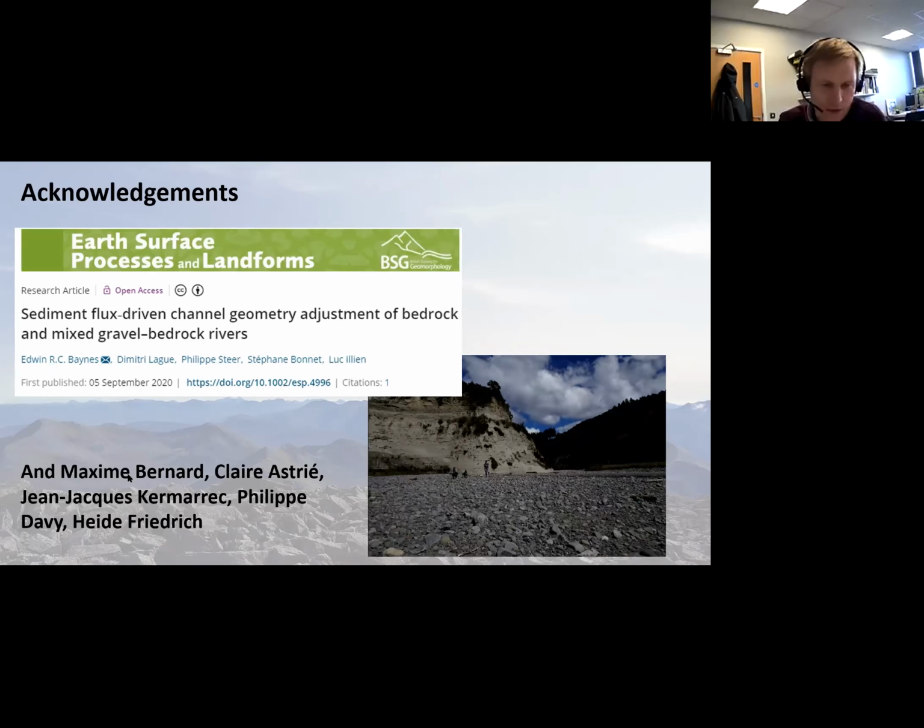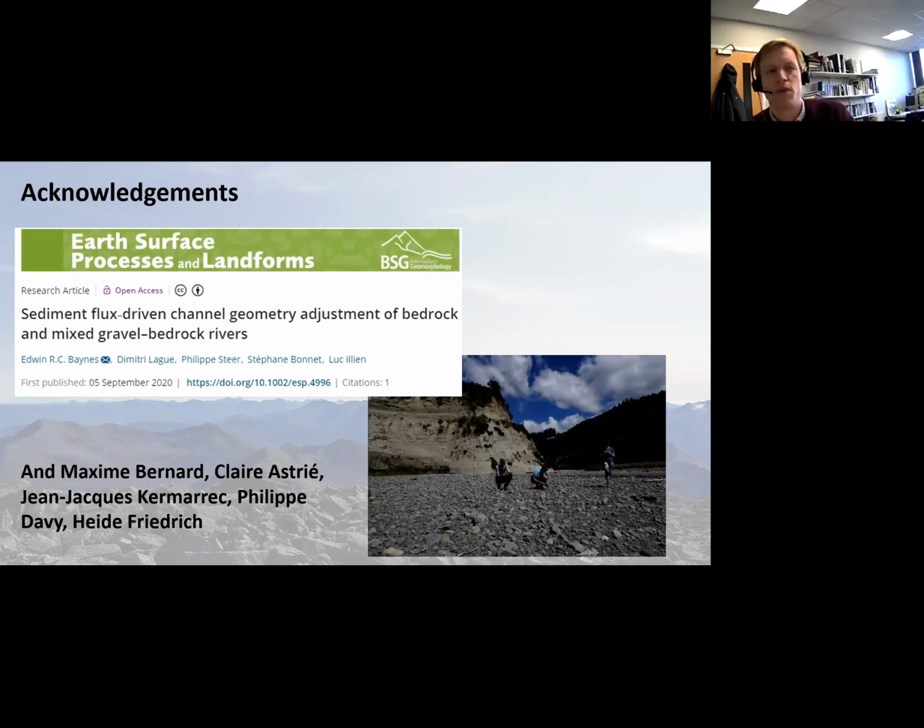I also want to acknowledge Maxime and Claire, who helped us measure the grain size of thousands of grains here in New Zealand. Also Jean-Jacques for the experiments, Philippe for developing the model, and then Heidi for supporting me while I was working in Auckland.